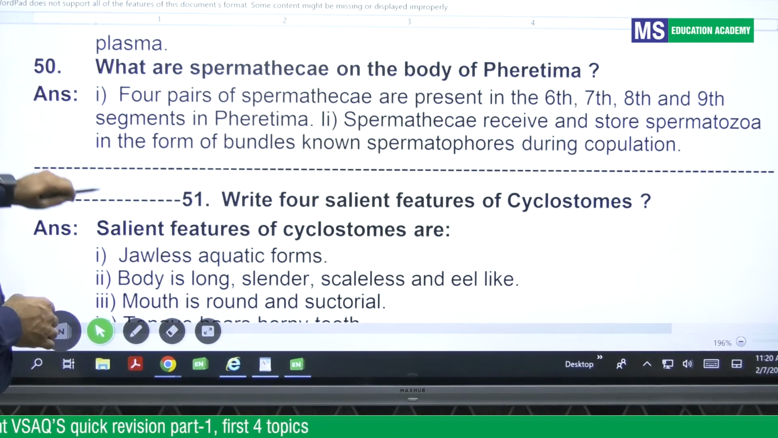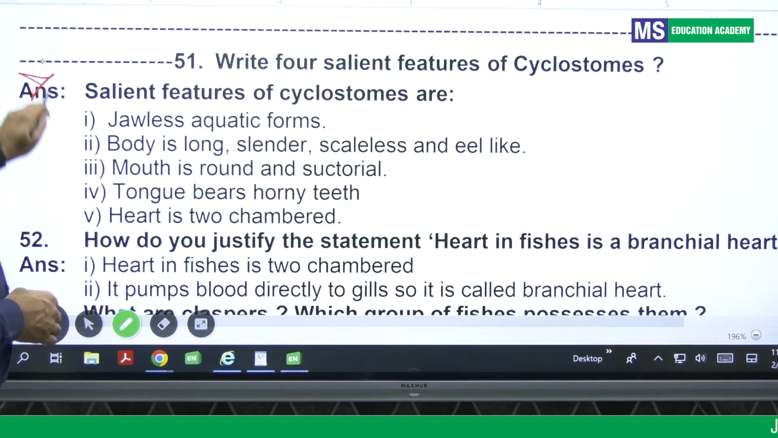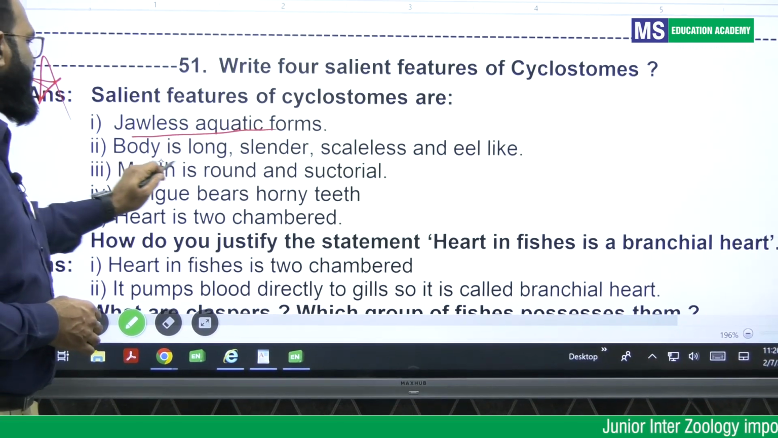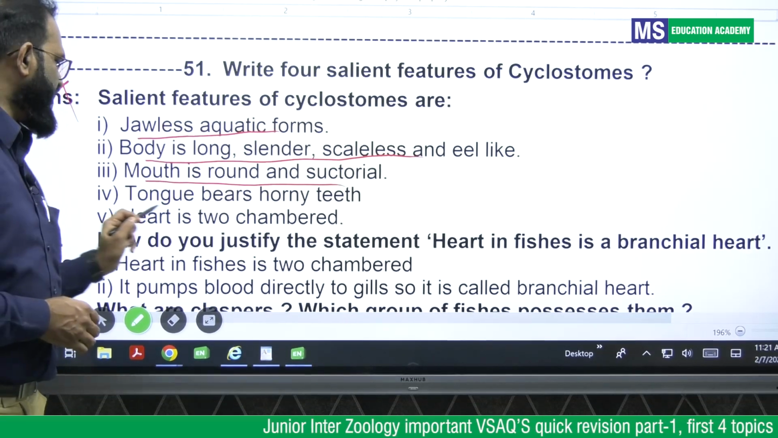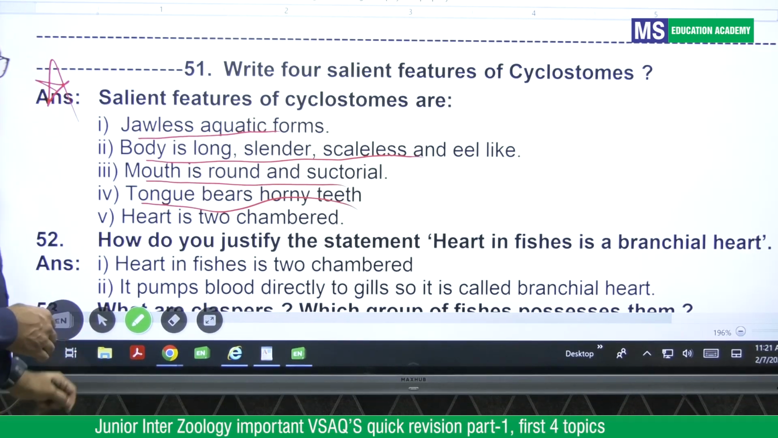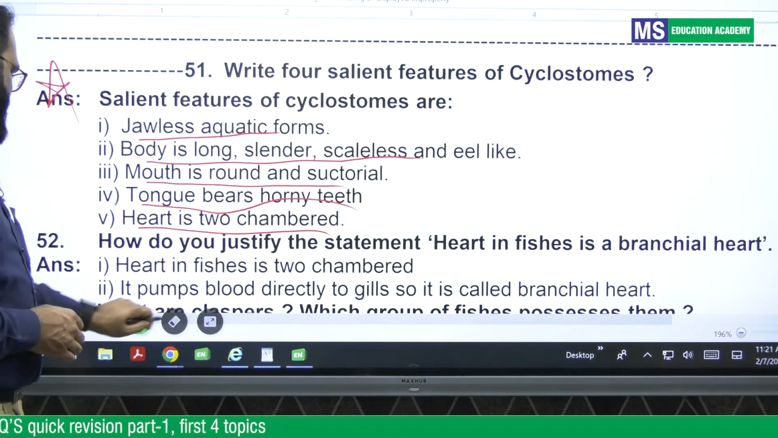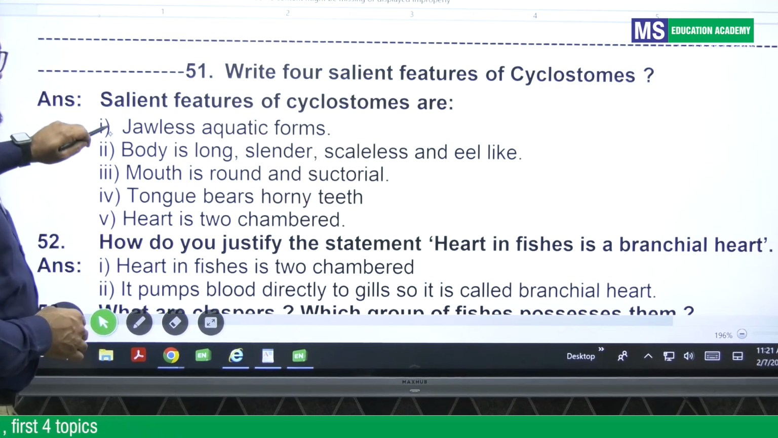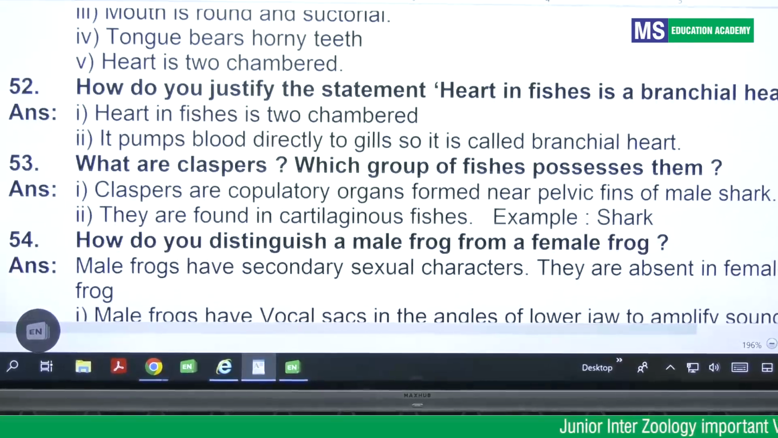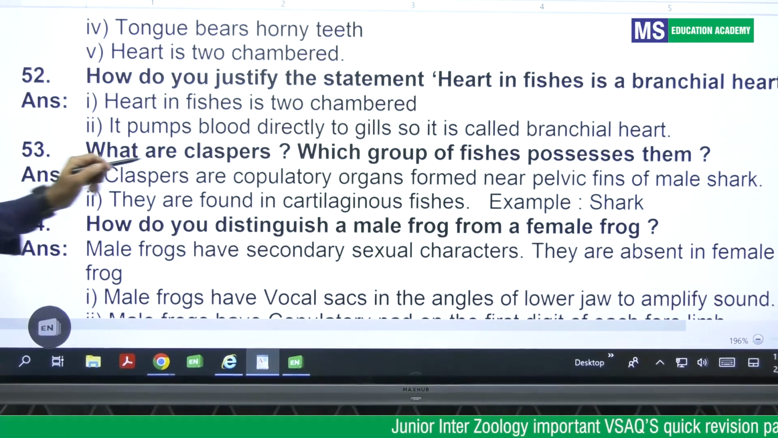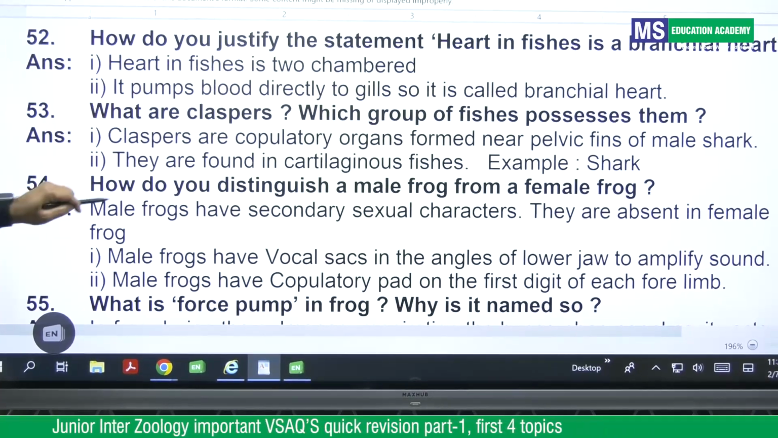Next question, students. 4 salient features of cyclostomes. These are jawless aquatic forms. Body is long, slender, scaleless, eel-like. Mouth is round and suctorial. Tongue bears horny teeth. Heart is 2-chambered. You can write any 2 points, students. How do you justify the heart of fishes is branchial heart? Because it pumps blood directly to gills.